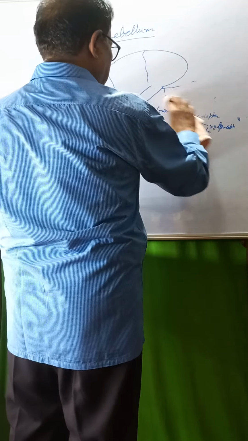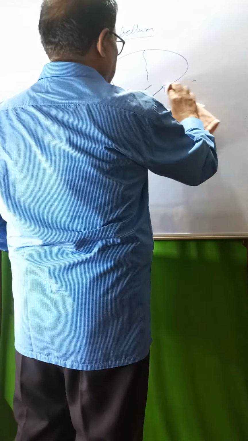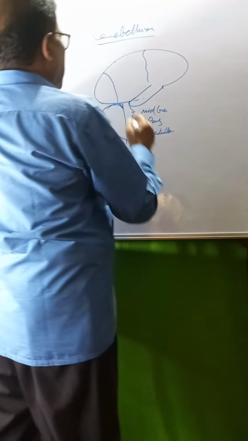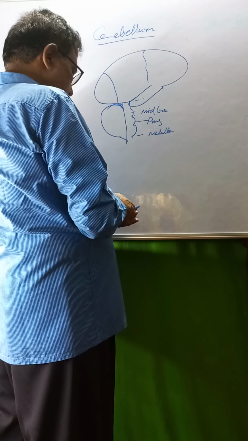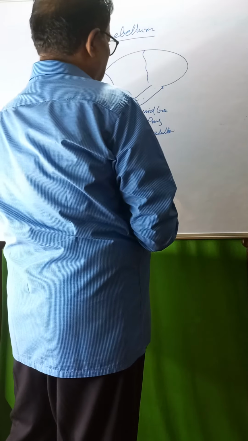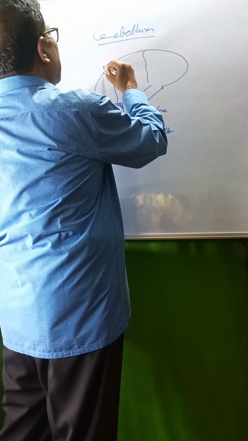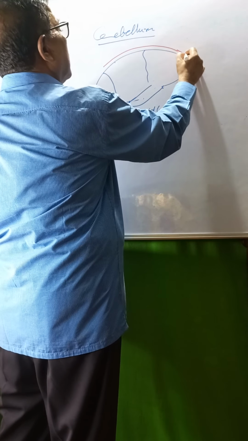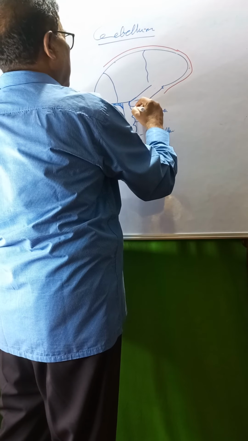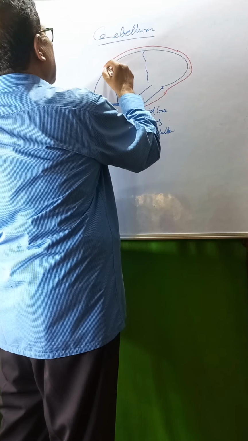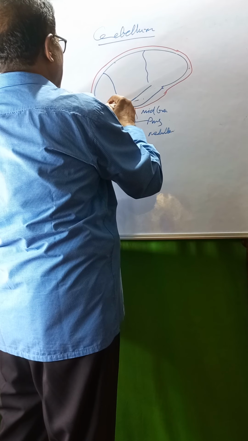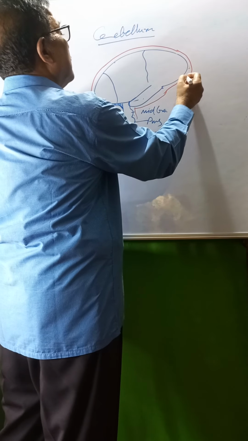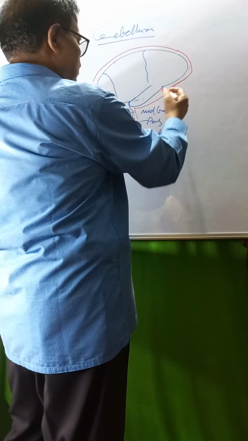Position of cerebellum, that is in the posterior cranial fossa, posterior to the brain stem. And we know that this central nervous system is covered by three meninges. From inside to outside: pia mater, arachnoid, and dura mater. This is the dura mater I am showing.